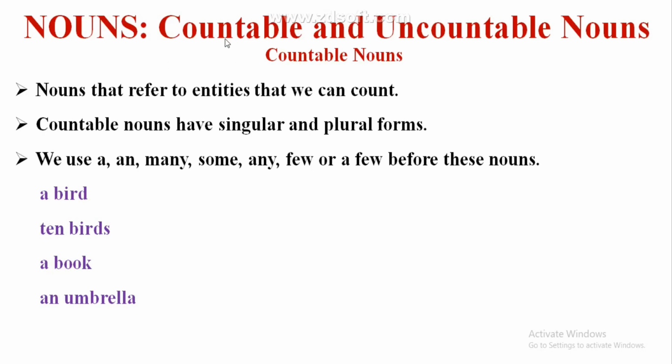Next is countable nouns. Nouns that refer to entities that we can count are called as countable nouns. Countable nouns have singular and plural forms. We use a, an, many, some, any, few or a few before these nouns. Example, a bird, 10 birds, a book, an umbrella. Here a and an represent only one item, whereas this 10 represents 10 items.